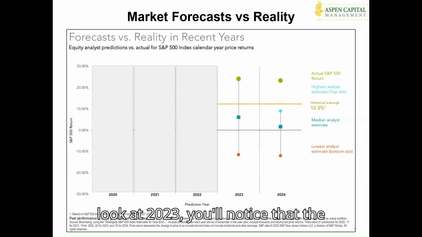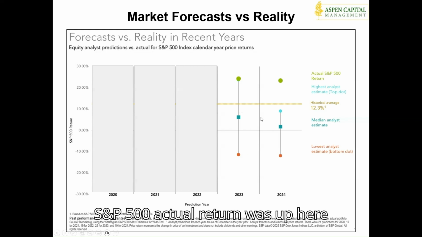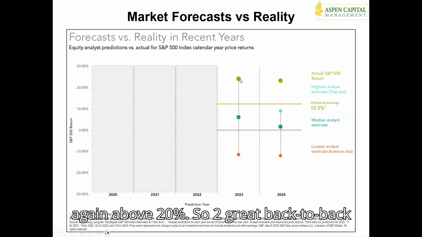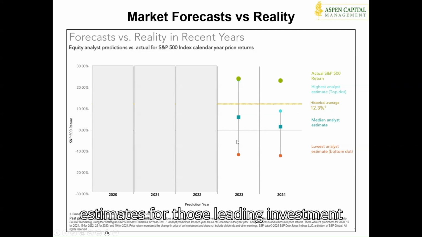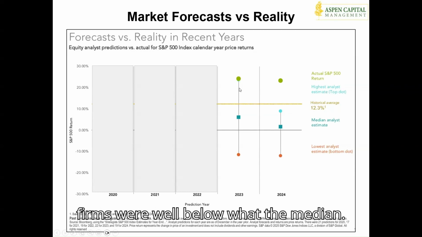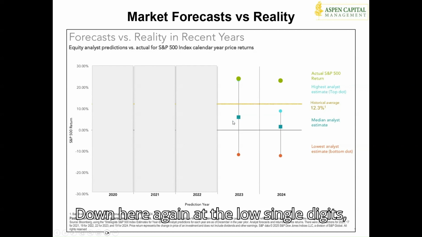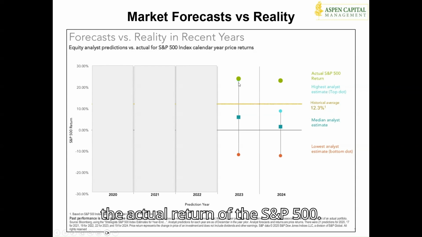If we look at 2023, you'll notice that the S&P 500 actual return was up here, again above 20%, so two great back-to-back years, and right on with that highest analyst estimate. And yet almost all estimates for those leading investment firms were well below, with the median down here again at the low single digits, the actual return of the S&P 500.